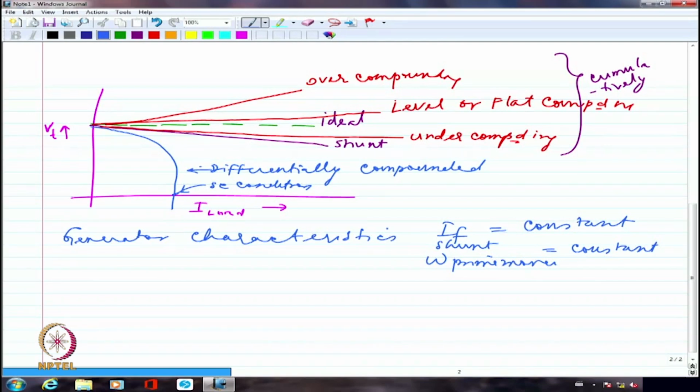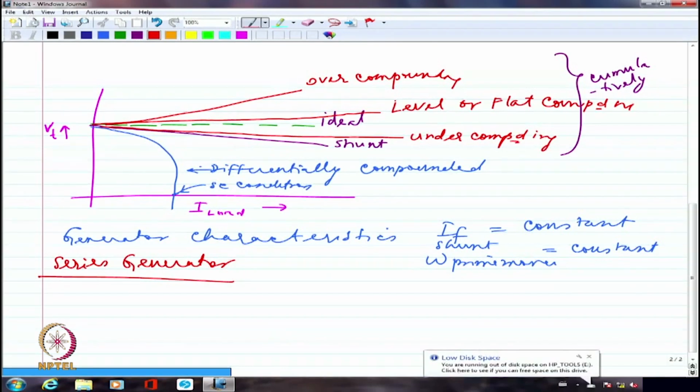Last, what we are going to discuss is the series generator, which is hardly ever used. It's hardly ever used, but just for the sake of continuity, we are going to discuss it. And this is used as a motor quite often. Series motor is employed everywhere, but series generator is hardly ever employed. Think about it. As far as the series generator is concerned, I'm going to have the field here.